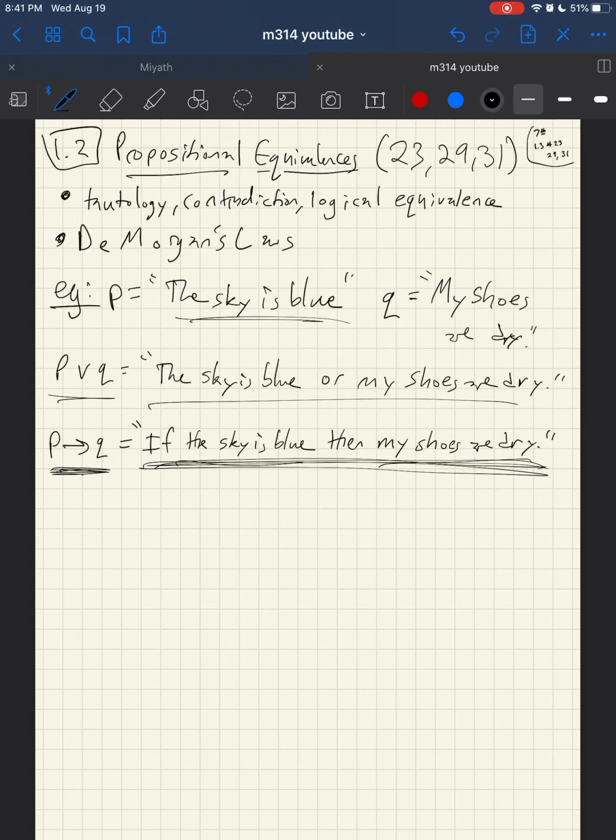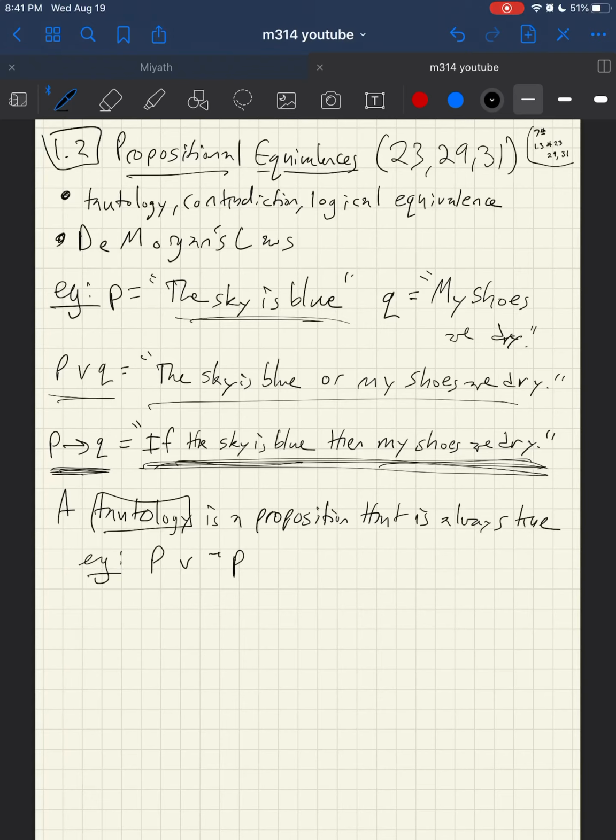So let's move on to tautologies. A tautology is a proposition that is always true. An example of a tautology is P or not P. This will always be true because if P is true, then this part of the OR is true, so the whole OR is true. If P is false, then this part of the OR is true, so the whole thing evaluates to true.